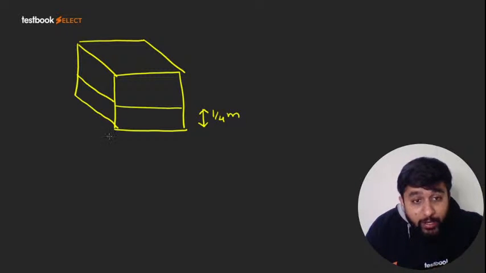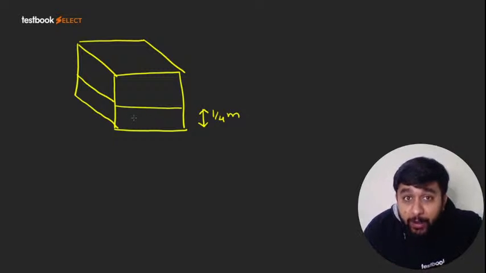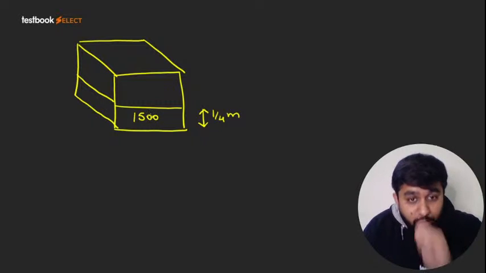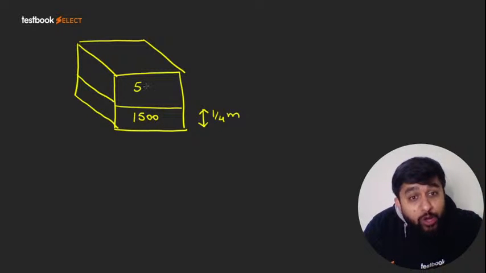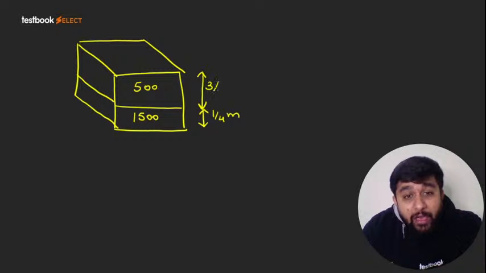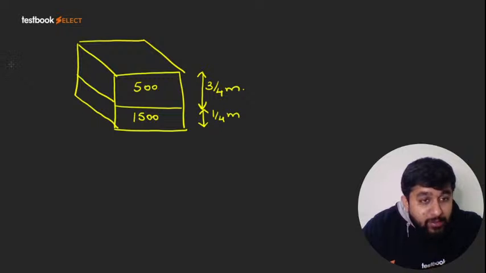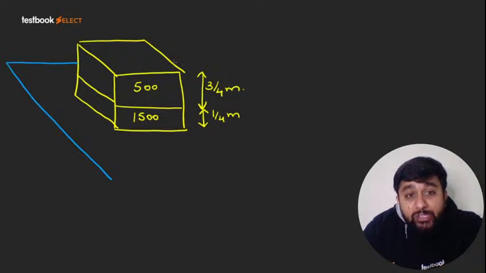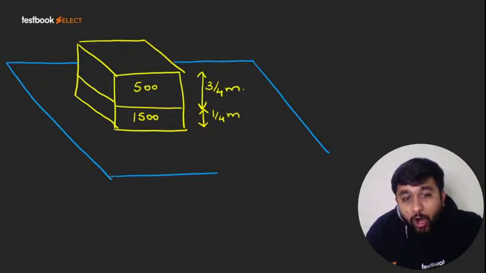So this portion is made of some material which has a density of 15,000 kg per meter cube. Okay, this is the density of the lower portion of the cube. And for the upper portion of the cube, the density is 500 kg per meter cube. So obviously this portion is going to be 3 by 4 meters. Okay. Now what they are saying, let us drop this cube in an oil whose density is 800 kg per meter cube. So density of the oil is 800 kg per meter cube.